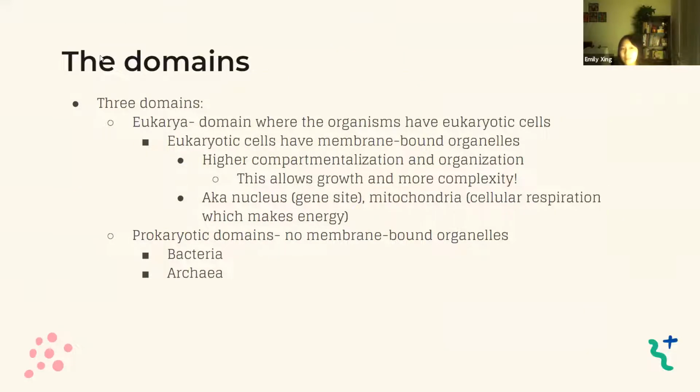So the broadest classification group of life is domains. There are 3 domains in total. This varies from the thousands of species that exist in the world today, but there are only 3 domains. Every single living thing can be classified into one of these 3 domains. Eukarya is the domain that we belong to, and in this domain, organisms have eukaryotic cells.